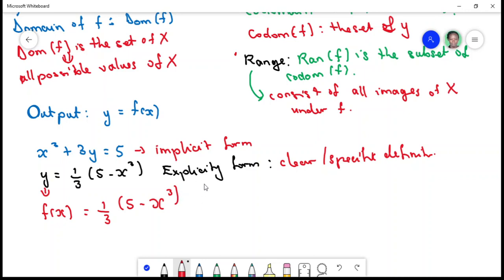So this is the basic definition we have to know: the domain of f, the codomain, and the range of a function. In our next lesson, we'll look at how to find the domain and the range of a function.